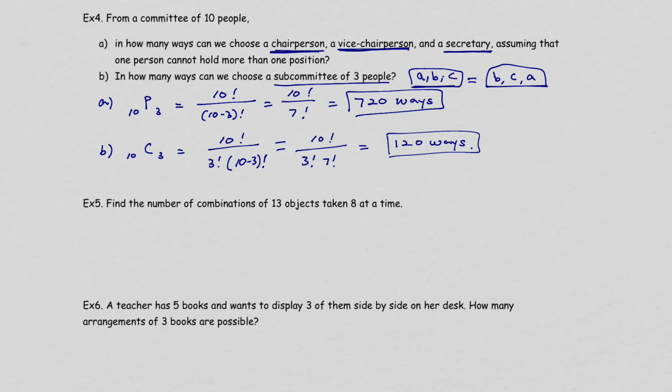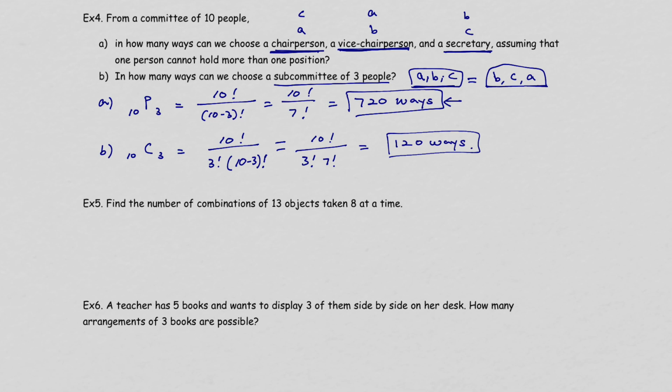Here, if I explain a little bit better on the permutation, if I pick person A for the chair and B as the vice chair and C as secretary, that will be a different option than if I pick person C as the chair and A as vice chair and B as secretary, right? These are going to be called different choices. So that's why we say the first one, order matters. And the second one, order does not matter.